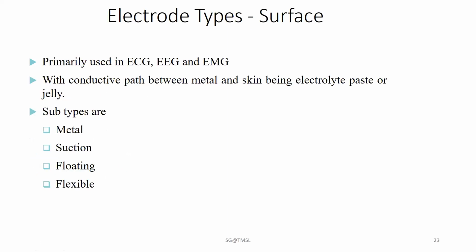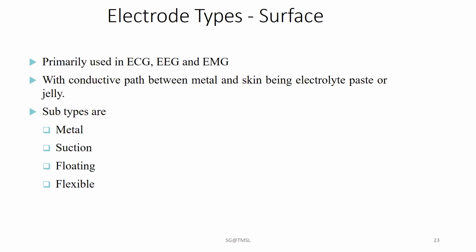Primarily, surface electrodes are used for ECG, EEG, or EMG purposes, because these are used to get the bioelectric potential from the surface of the body, and these are available in different sizes and forms. Generally, larger electrodes are used in ECG, as localization of the measurement is not so important. Smaller electrodes are suitable for EEG or EMG purposes.